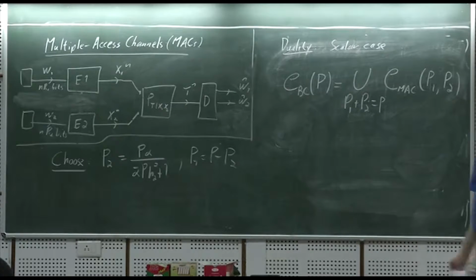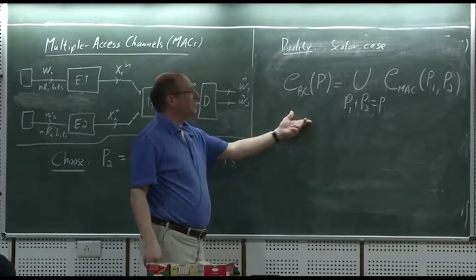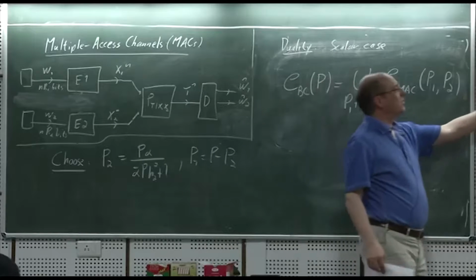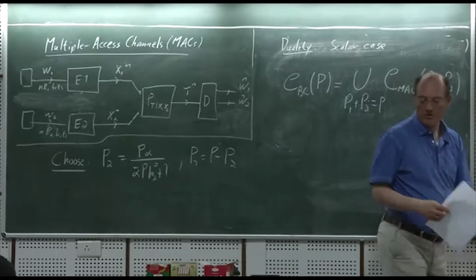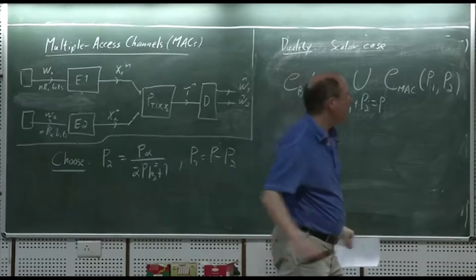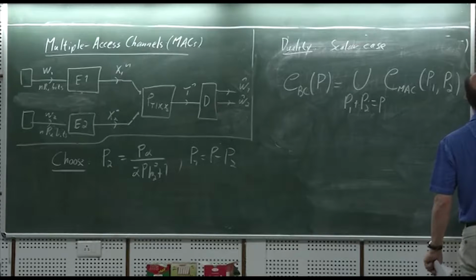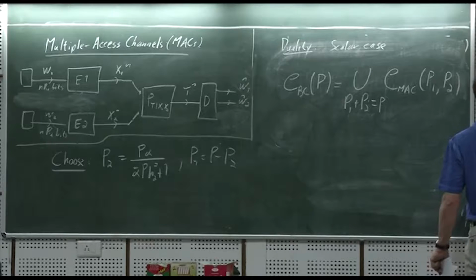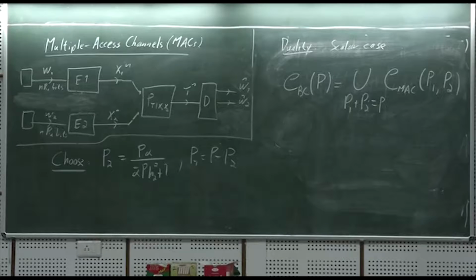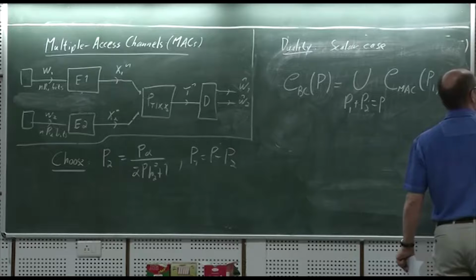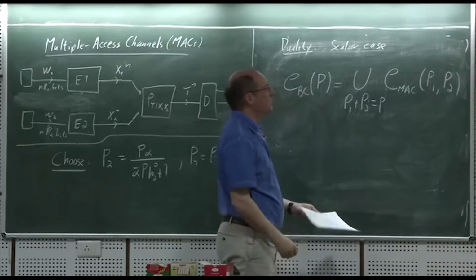Now, the reason this is interesting comes more once we look at vector channels, because it turns out that if we look at a vector broadcast channel, so let's go back to the vector channels. So here's our vector MAC. We can consider the capacity region of this vector MAC. Let me write it first the way I wrote it before: H1, H2, times X1, X2, plus Z. Let's just call this matrix H. We can call this X, and this is Y, so we get the equation Y equals HX plus Z.